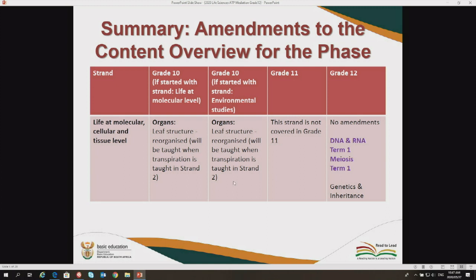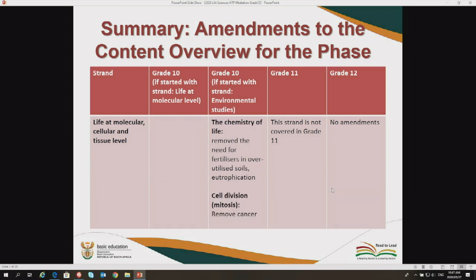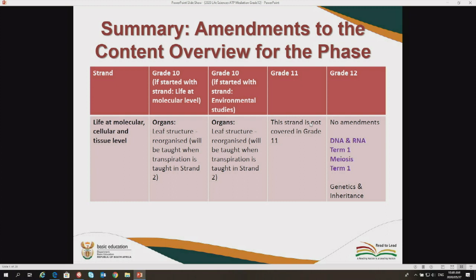Clearly you can see in the strand life at molecular, cellular and tissue level, what we have done already in term 1 in grade 12 in 2020, which is done and completed, is DNA and RNA, meiosis, and then what needs to be done in the Free State still is genetics and inheritance of this particular strand. That you will see later on. That is where we will start in the new second term.